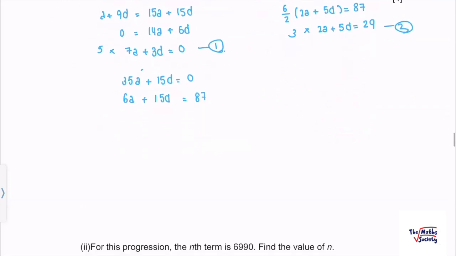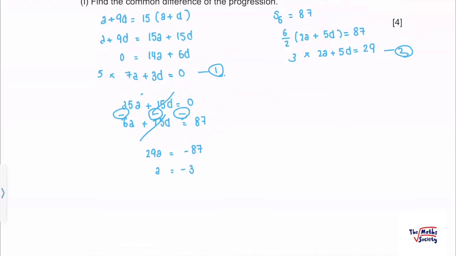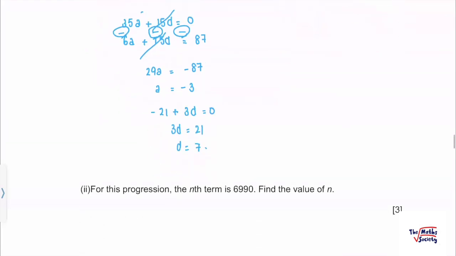So that's going to be minus. Wait, this one cancels out. 35 minus 6, 29a, that's equal to minus 87. So you have that a is equal to minus 3. So we know that a plus 3d is going to be equal to 0, right? So you have 3d equals 21, d equals 7. That's your value. We just substitute this.